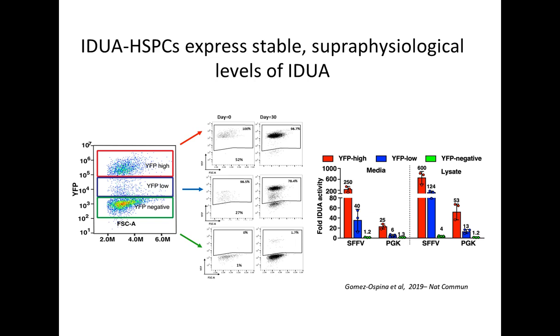Now, if you compare the modified cells with unmodified cells, you can see that cells that expressed iduronidase driven by the SFFV promoter have several hundredfold more enzyme expression, and cells that were modified with the PGK cassettes expressed between 25 and 54 times more enzyme. So the enzyme can be measured in lysates, but as I mentioned before, these are normally secreted, so we measure it also in the media. So, as we meant to do, we're expressing supraphysiological levels of the enzyme.